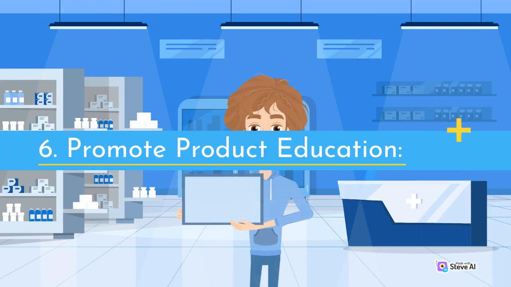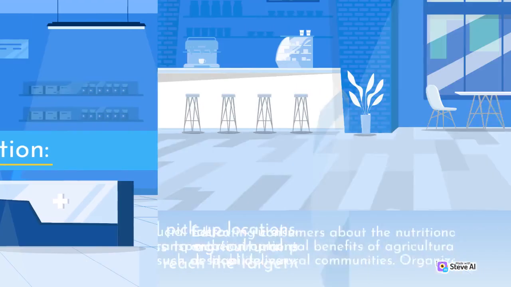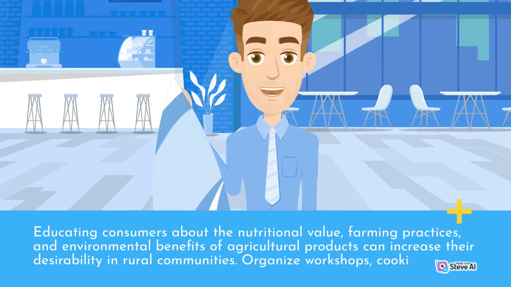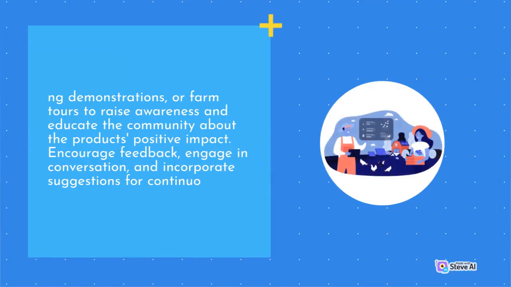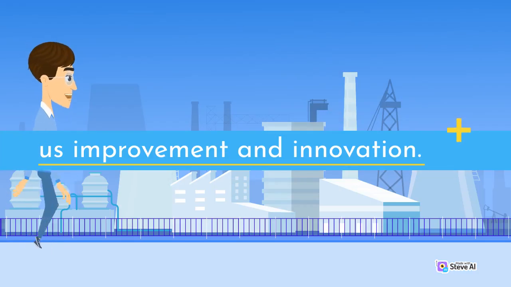6. Promote product education. Educating consumers about the nutritional value, farming practices, and environmental benefits of agricultural products can increase their desirability in rural communities. Organize workshops, cooking demonstrations, or farm tours to raise awareness and educate the community about the product's positive impact. Encourage feedback, engage in conversation, and incorporate suggestions for continuous improvement and innovation.